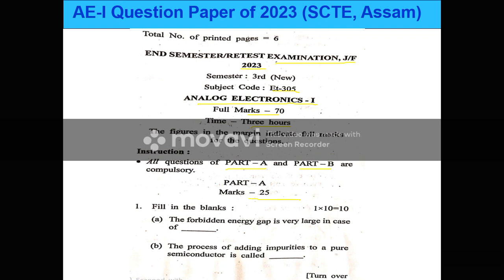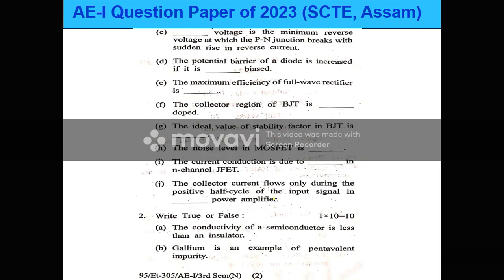Here Part A is 25 marks. There are 3 questions: fill in the blanks, true or false, and choose the correct answer. In Part A, the first question is fill in the blanks. In the later slides, we will discuss the questions one by one. So this is the question.